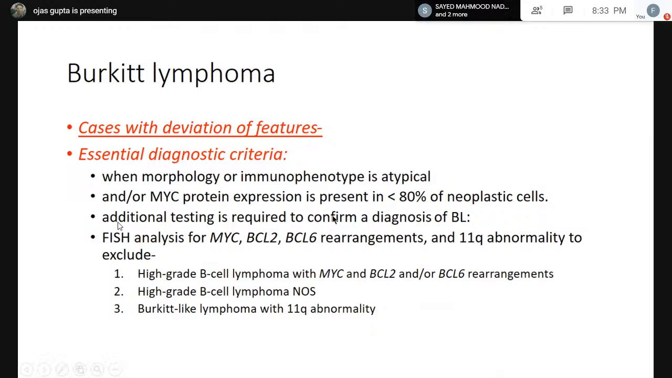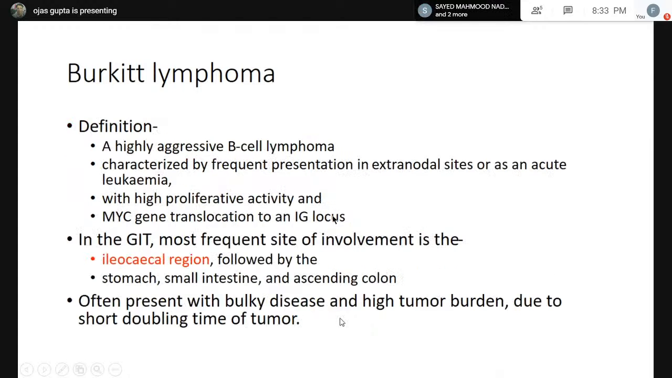Additional testing is required to confirm the diagnosis of Burkitt lymphoma in such cases, and for it, FISH analysis for MYC, BCL2 and BCL6 rearrangements is required. Additionally, 11q abnormality is also tested to exclude these three entities. What are these three entities? High-grade B-cell lymphoma with MYC and BCL2 and/or BCL6 rearrangement, high-grade B-cell lymphoma NOS, or Burkitt-like lymphoma with 11q abnormality. So classical Burkitt lymphoma is a highly aggressive B-cell lymphoma.